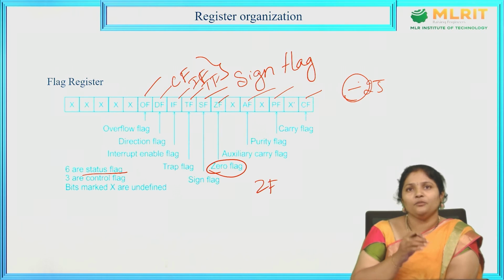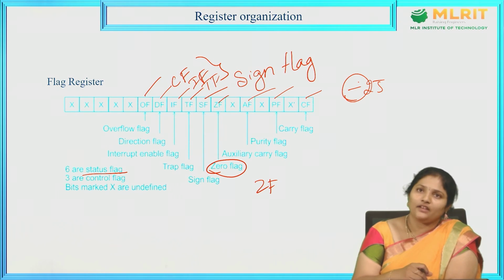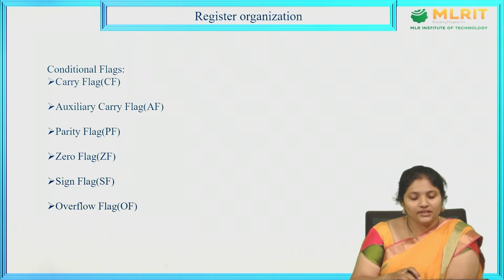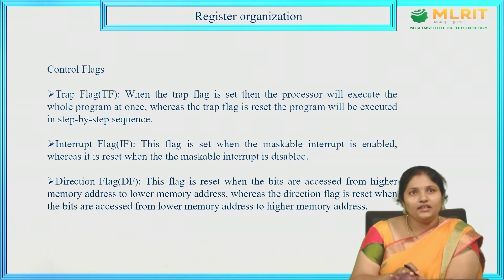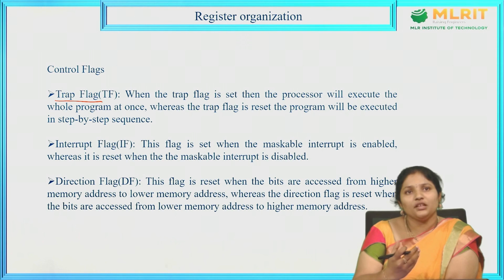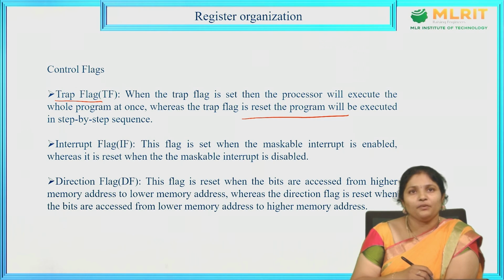If we get a carry out of the most significant bit after any operation, the carry flag will be enabled. All these flags I have discussed are conditional flags, which show the status. And these 3 flags are used to control the processor, so they are the control flags. When the trap flag is set, the processor enters step-by-step execution, whereas when it is reset, the processor executes the whole program at once.